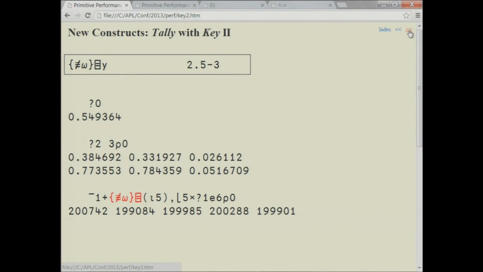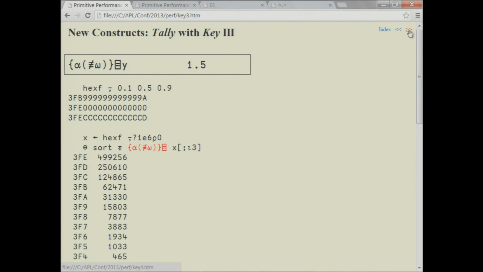As I said this morning, query 0 gives you, in version 14, a uniform random number between 0 and 1. And so if you take the floor of 5 times such a random number, you should get the numbers between 0 and 5 uniformly distributed. And for this sample, they are.